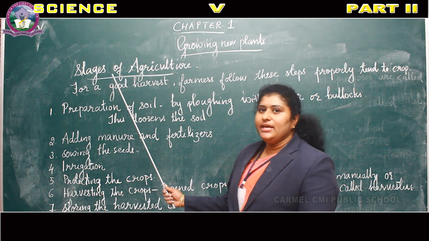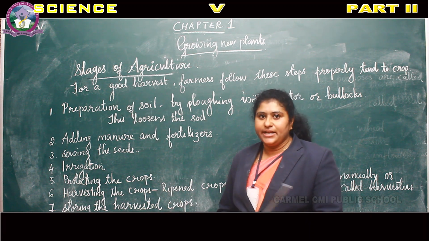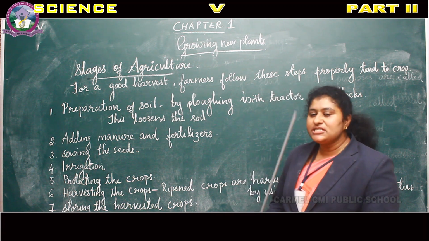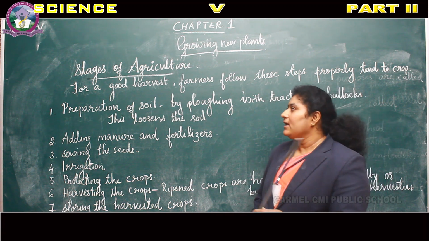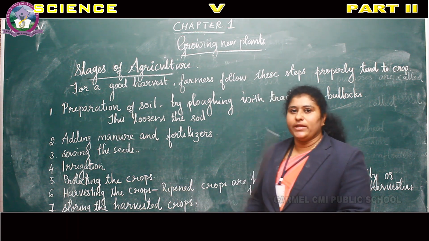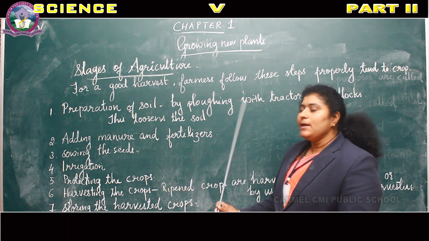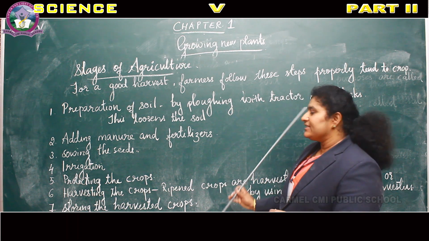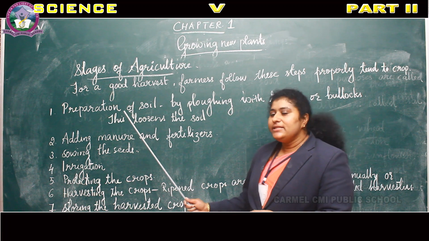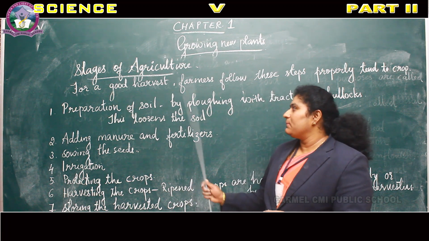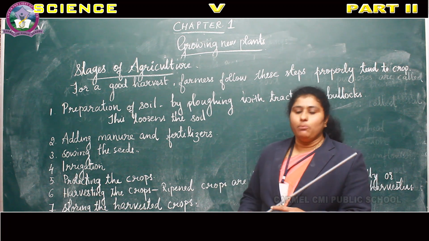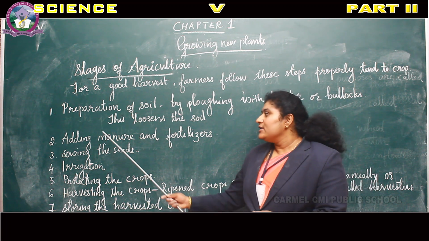Now we can study different stages of agriculture. For getting good harvest, farmers must follow some steps or stages. Let us learn one by one. First one is preparation of soil. Prepare the soil by plowing with a tractor or bullock. This loosens the soil.